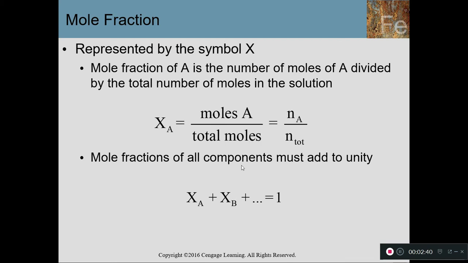This is used a lot for gases where it's really tough to figure out what the solvent and the solute is. So they look at the two different numbers, the moles of whatever component you're talking about and the total moles in there. And of course, if you were to calculate the mole fractions of all the components, they have to add up to 1 because the total moles is the total moles. So let's look at an example.